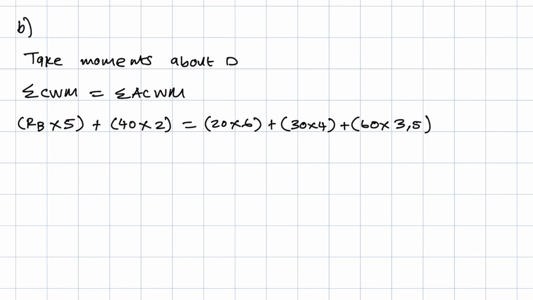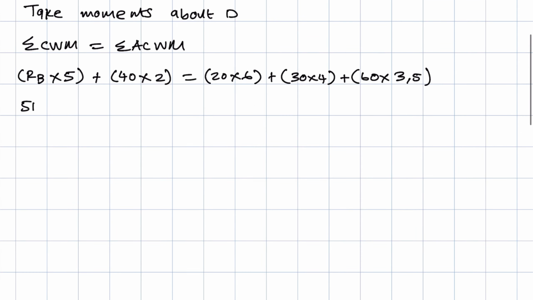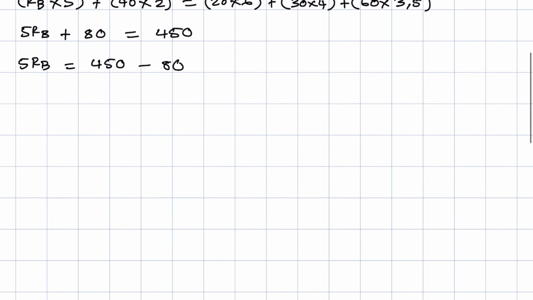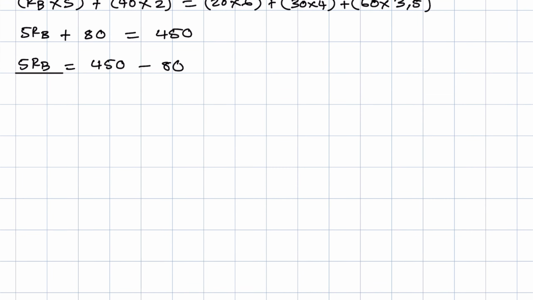So obviously here you will have 5RB plus 40 times 2, which is 80, is equal to, if you calculate what we have on the right, 450. So for 5RB, we take 80 to the other side, so you'll have 450 minus 80. Because we're looking for RB, you divide both sides by 5.